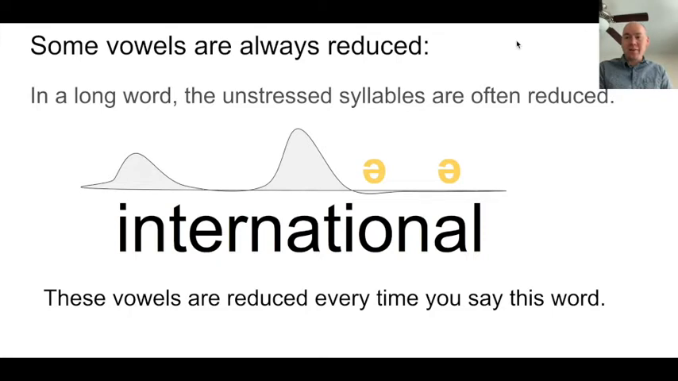So if you pronounce this, like maybe you think you're being careful if you say it with full vowels, you're actually just saying it wrong, or at least not the way you want to. If you want to sound like a natural English speaker from North America, these have to be reduced, right? These have to be schwas. They have to be international, okay?